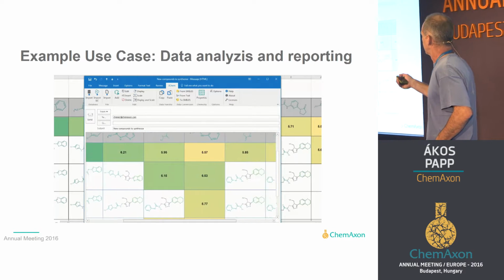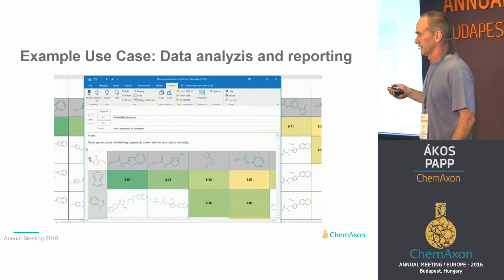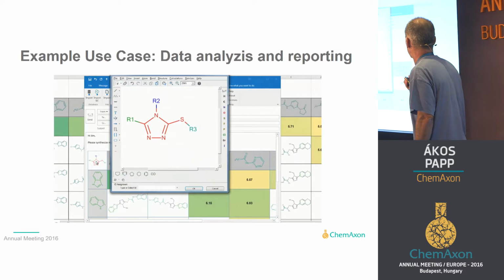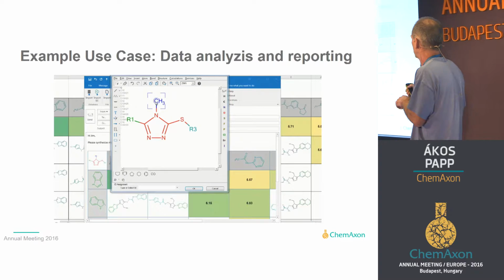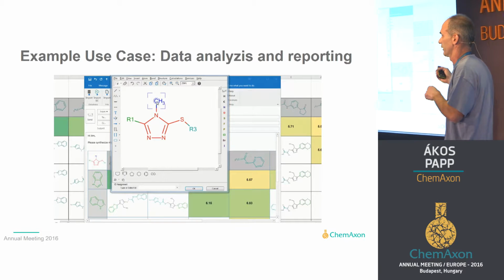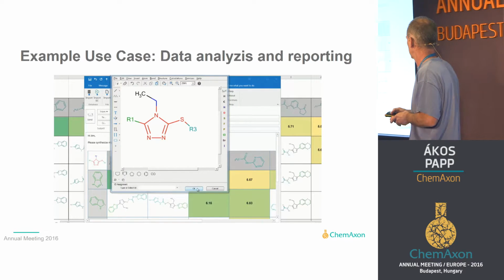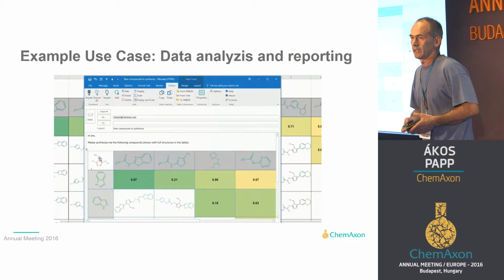Yeah, I also show that these are really editable structures, so these are not images. So for example, in this case, I can change the scaffold, that actually for these compounds I used only the ethyl. There's no combination I'm asking for from the chemist. So as you can see, I can do that.